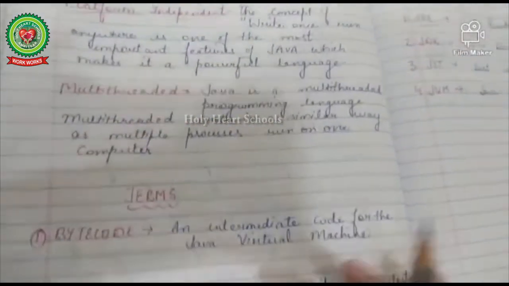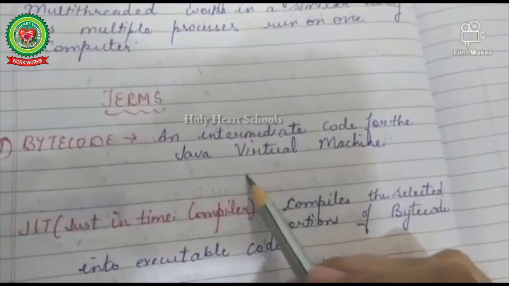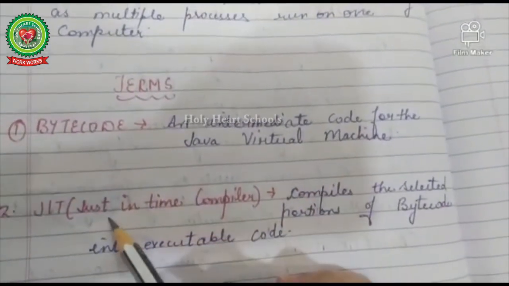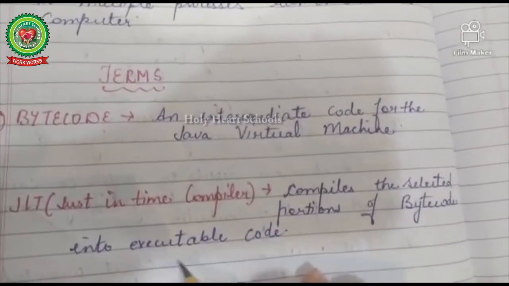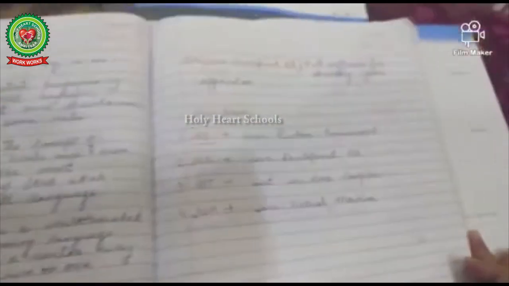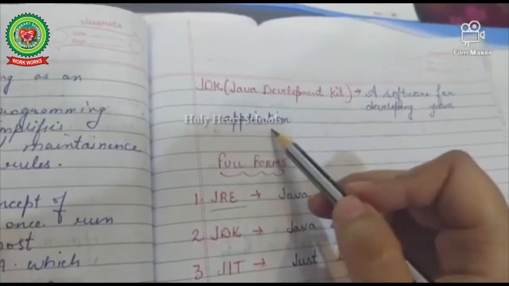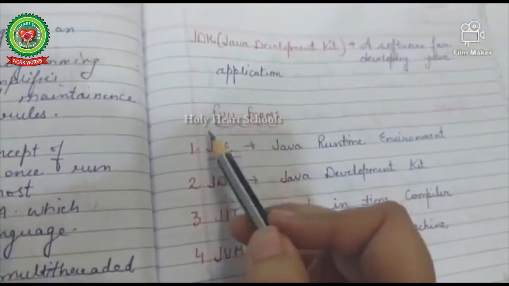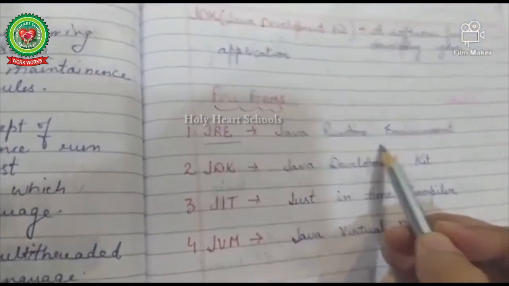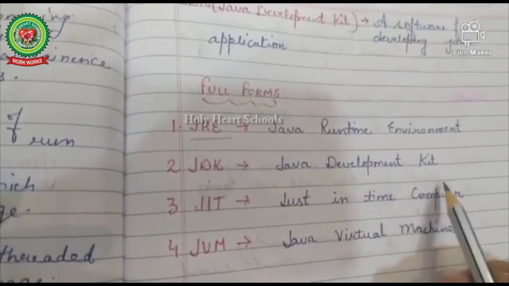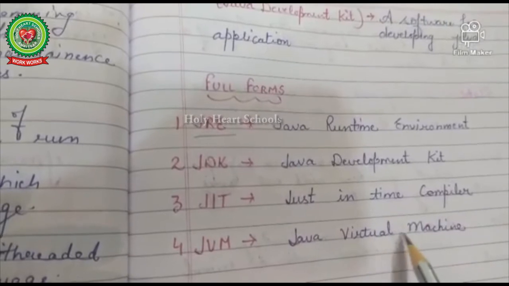Now we will discuss some terms of today, that is bytecode, an intermediate code for the Java virtual machine. JIT, just-in-time compiler, compiles the selected portion of the bytecode into executable code. Then JDK, Java Development Kit, a software for developing Java applications. And some full forms we are going to discuss on this page: JRE, Java Runtime Environment; JDK, Java Development Kit; JIT, Just-in-Time Compiler; and the JVM, Java Virtual Machine.